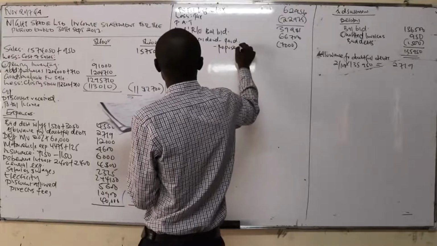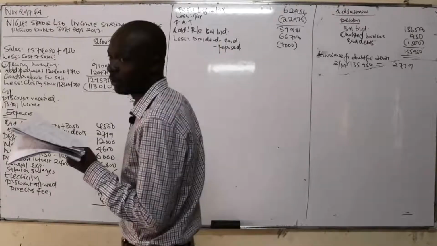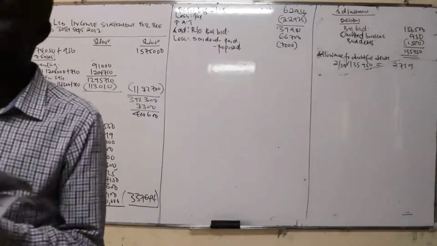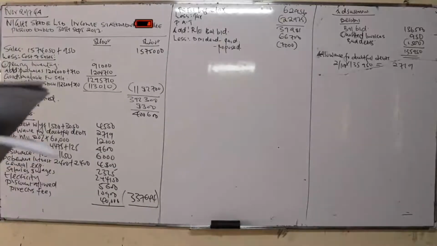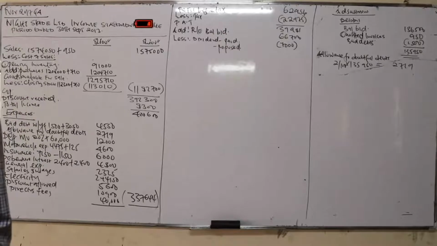Call it proposed or final dividend. You can see the 7,000. So they are proposing to pay a final dividend of how much? 2.5. Can you see it? The directors have proposed a final dividend of 2.5. So you go to the ordinary share capital. Ordinary share capital, isn't it?